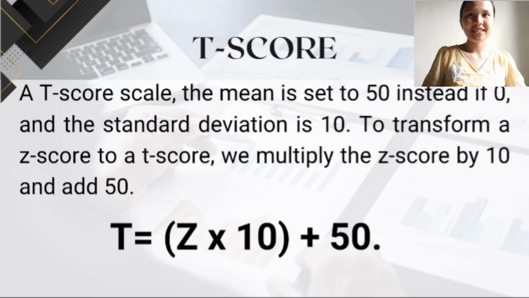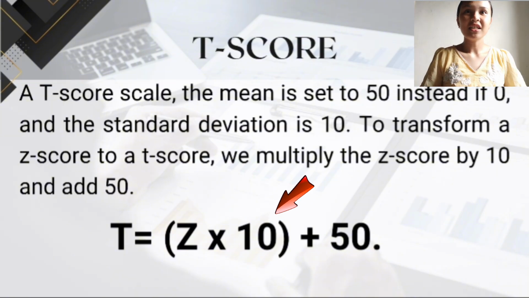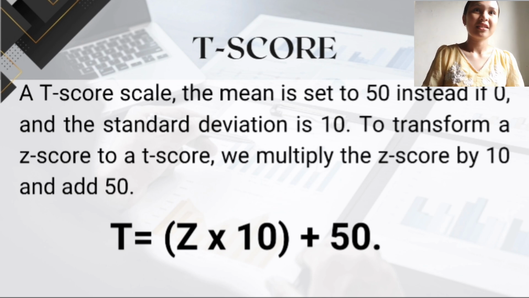And now, let's discuss the T-score. In a T-score scale, the mean is set to 50 instead of 0, and the standard deviation is 10. To transform a z-score to a t-score, we multiply the z-score by 10 and add 50. Before we get the t-score, we must first get the z-score. And as you can see on the screen, this is the formula of t-score. T equals z-score times 10 plus the mean, which is 50.